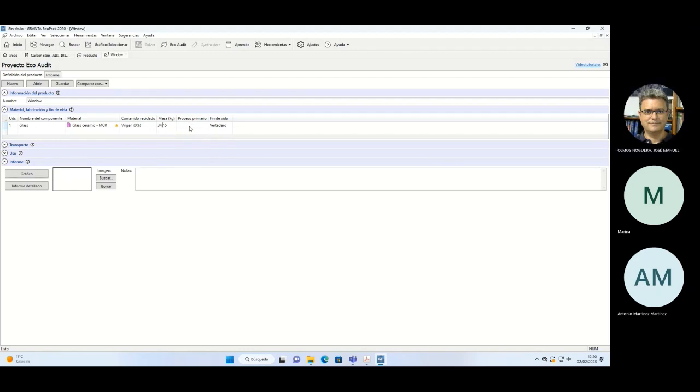Not listed. Primary process, likely we only have one, that's molding. And for the end of life, we are going to choose vertedero first, which is landfill. Okay? It's just to start. Are we all here? Yes, vertedero is landfill. Landfill is the end of life.